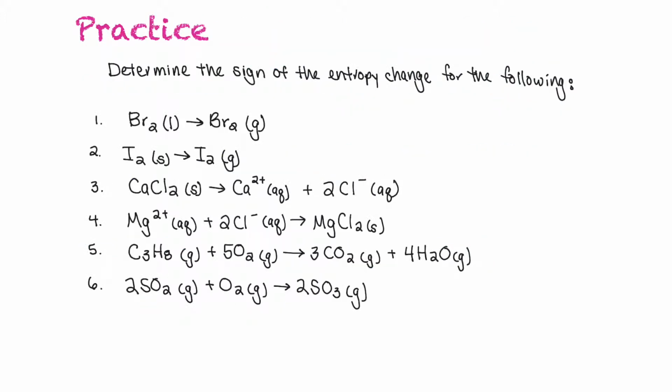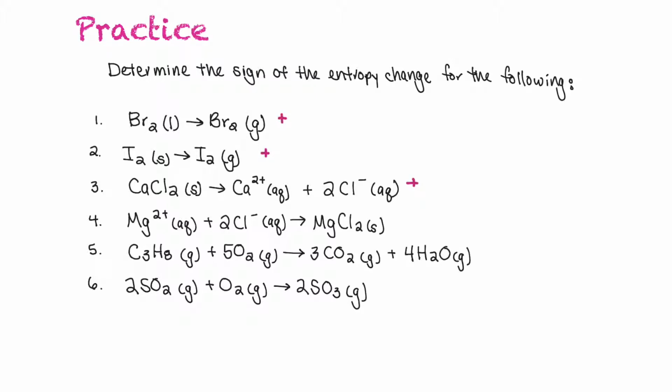So let's practice with some of these. So in these examples, we're being asked to determine the sign of the entropy change for the following. So the first one, we have bromine in liquid form converting to bromine in gaseous form. So it's going from a liquid to a gas, so that would be a positive entropy. The next one, iodine, solid going to iodine gas, also positive. The third one, we have a larger molecule breaking down into smaller ones, so that would be positive.